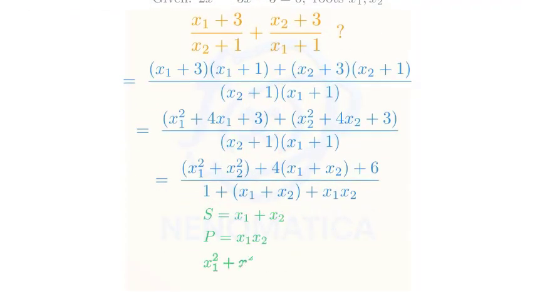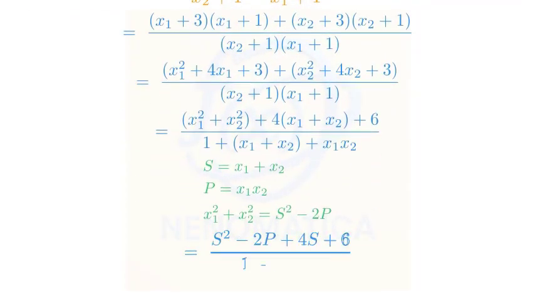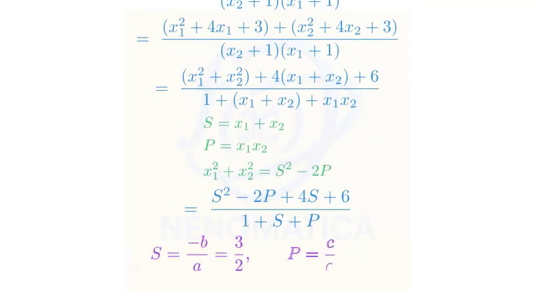Step 4. Introduce the symmetric sums. Let s equal x1 plus x2 and p equal x1 times x2. Also recall x1 squared plus x2 squared equals s squared minus 2p. Substitute these into the fraction. Step 5. By Vieta's formulas for the quadratic 2x squared minus 3x minus 3 equals 0, s equals negative b over a, which is 3 halves, and p equals c over a, which is negative 3 halves.